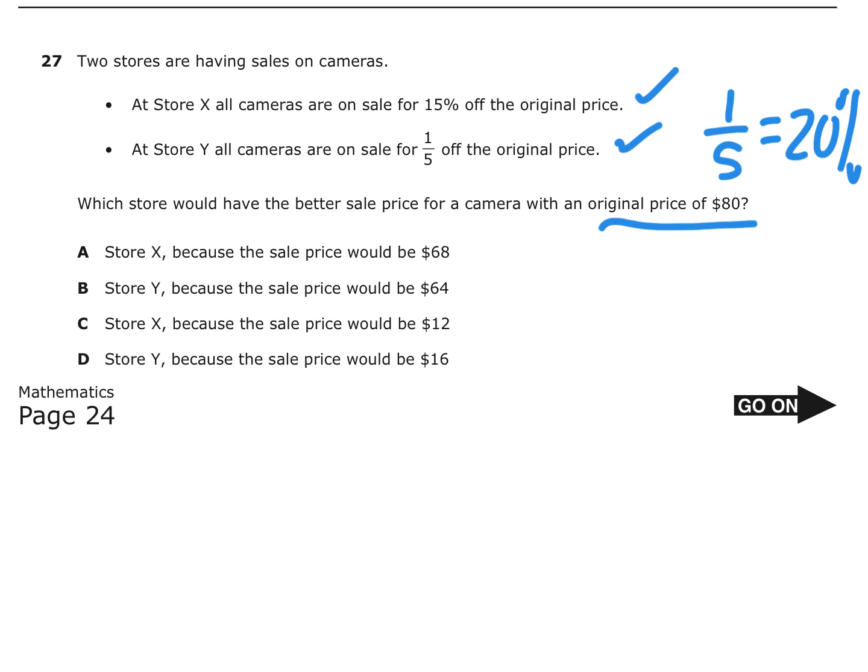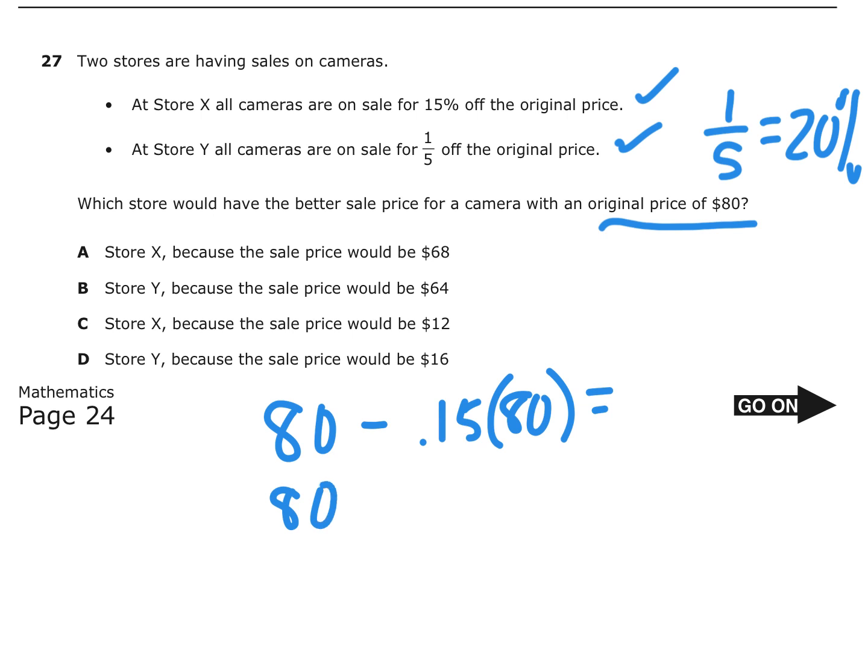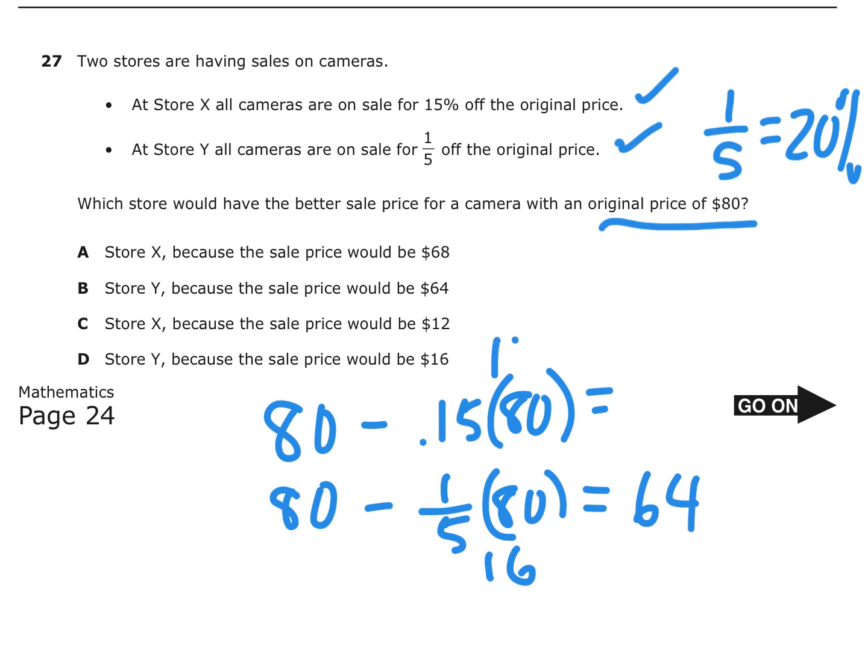Okay, so what you're going to have to do is take 15% off or take 1/5 off the $80 and see which one has a better price. So if we take 80 minus 15% of 80, and then we take 80 minus 1/5 of 80. 1/5 of 80 is 16, so 80 minus 16 is $64. And 15% of 80 is $12. 80 minus 12 would be 68.